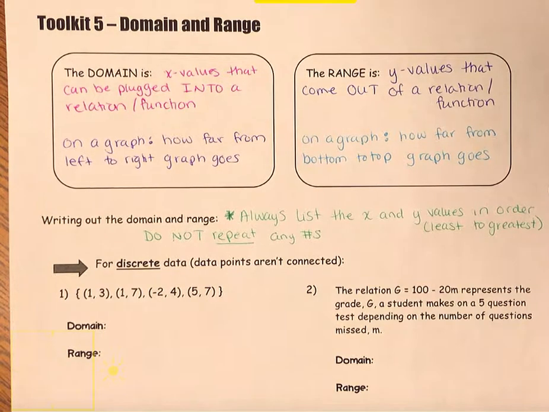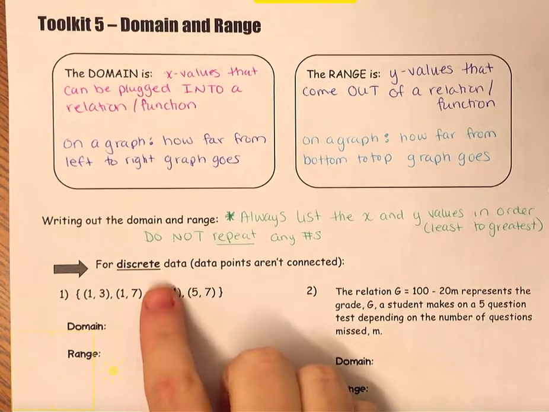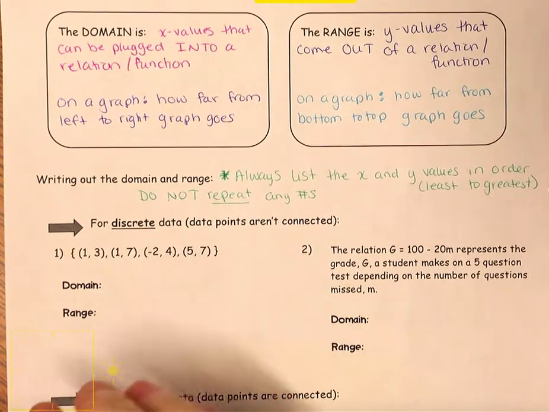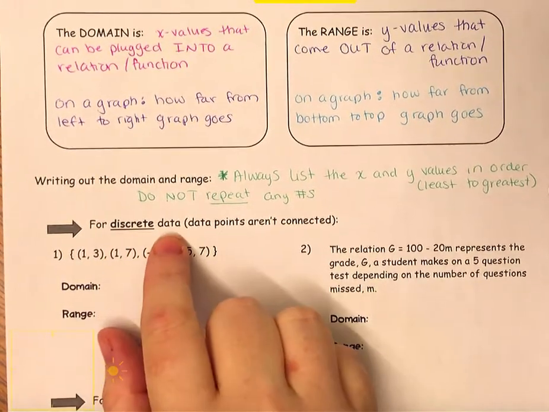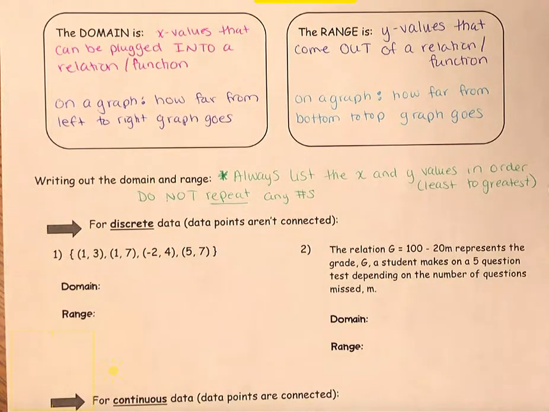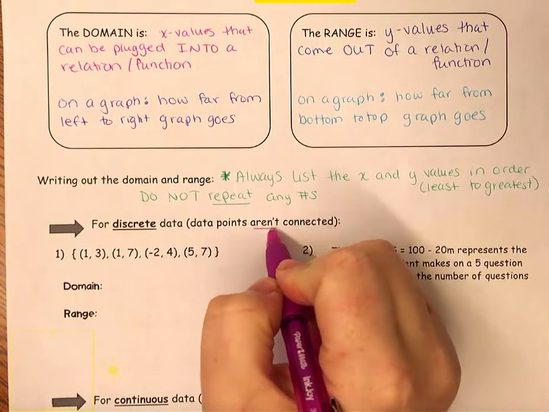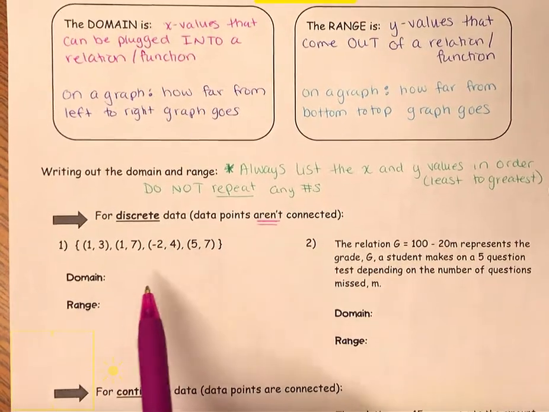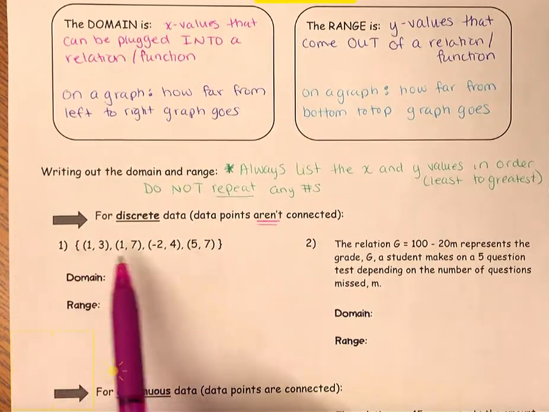This video is on domain and range. We're going to do some examples of discrete and continuous domain and range. For discrete data, this is when data points aren't connected. So the only data points we're going to get are the coordinates that we are given. So we want to determine the domain and range for this set of data.